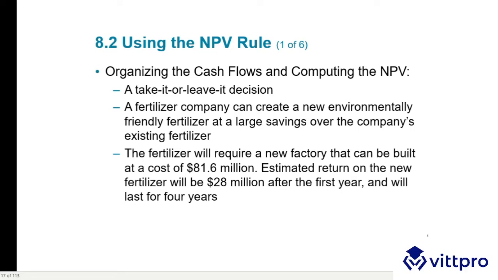So here is an example. Now you need to calculate the NPV for it. In this example, the fertilizer company is creating an environmentally friendly fertilizer, and it will require them to build a new factory. The cost of building it is about $81.6 million, and the estimated return of this fertilizer is $28 million after the first year until 4 years, right? So you will have 4 cash inflows of $28 million and a cash outflow of $81 million today.